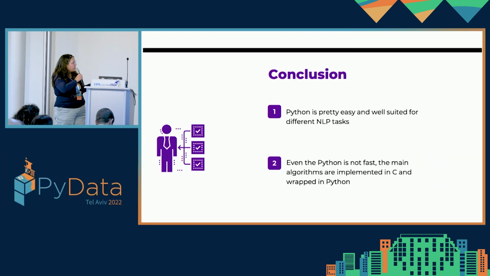So that's really all, and what I want to illustrate is that Python is really easy and great for NLP tasks, even if it's not so fast. You can find everything already implemented and wrapped in Python that you can use out of the box, as we do with Aho-Corasick.